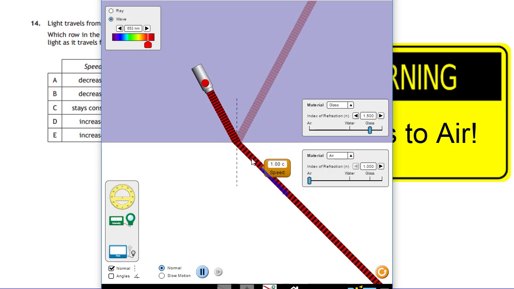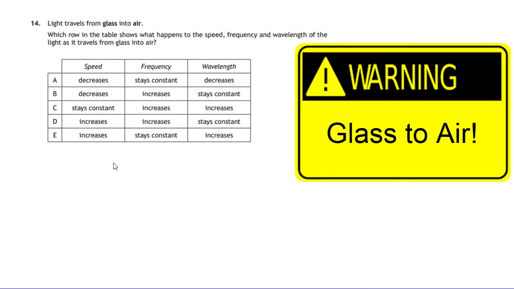Now, I do urge you to go and do this website. It's a PhET one. I'll give you a wee link to it at the end. You'll see it appearing down the screen, and it's a fantastic website to practice these sort of questions.